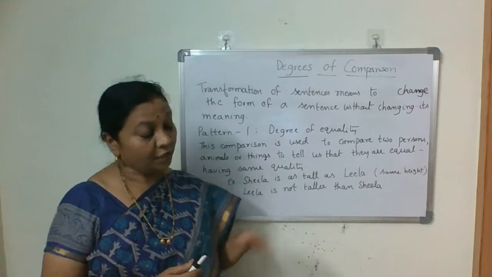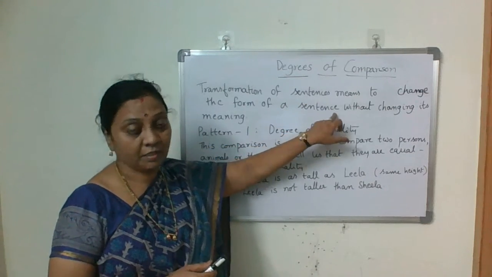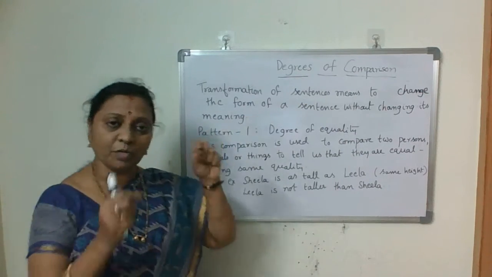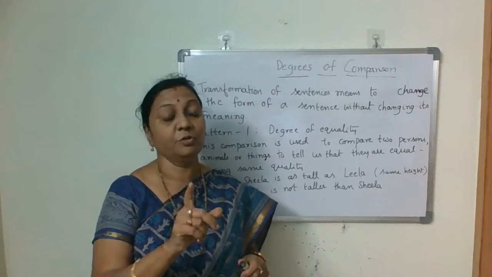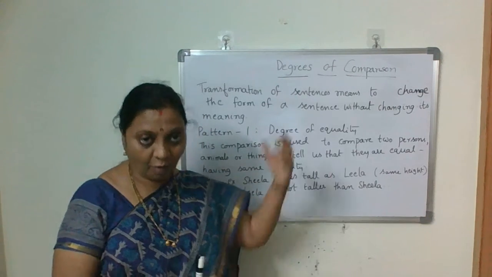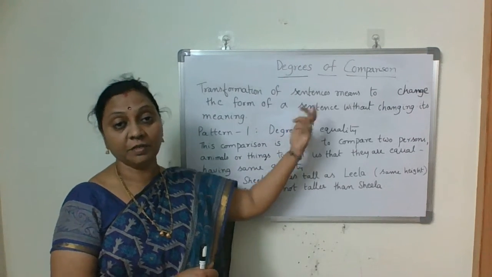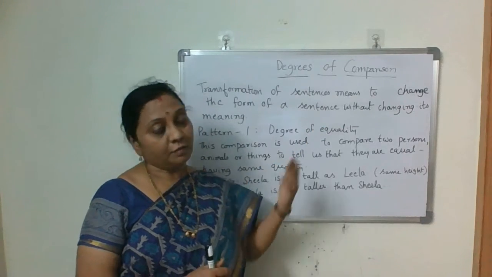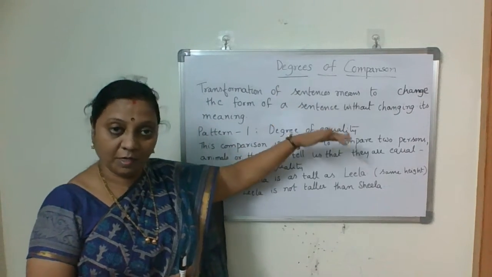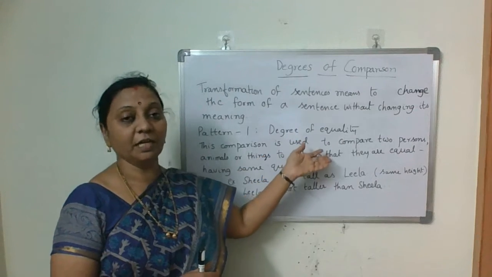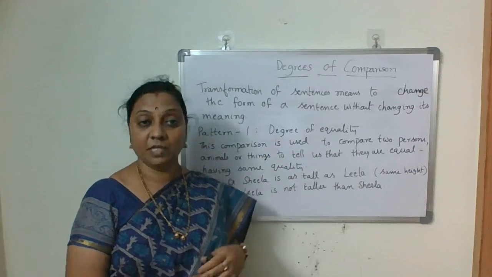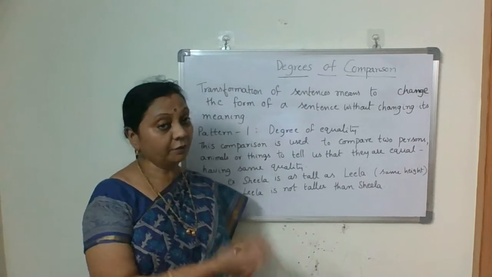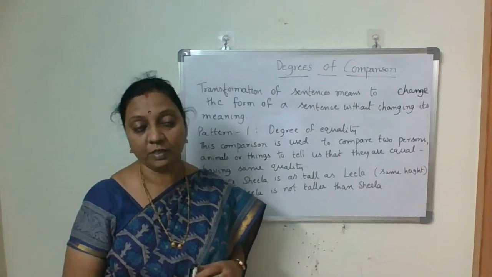How do we do? Whenever we do transformation of sentences, you should change only the form of the sentence, but you should not change the meaning. Form of sentence only we should change without changing the meaning. So you have to transform one degree into another. Like if the sentence is in positive degree, you have to change that into comparative degree, or if comparative is there, then you have to go for superlative degree.